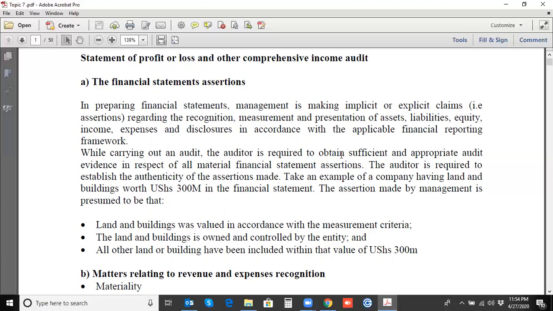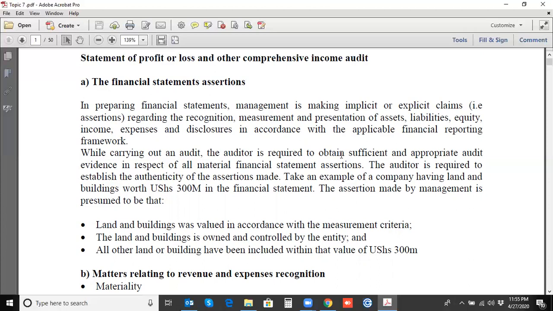Maybe just a recap of the assertions. When we talk about the income statement or the statement of profit or loss and other comprehensive income, we are talking about completeness, basically meaning that all the revenues and expenses recorded in these financial statements are complete, or we have included all the revenue that we have earned in this period. Then we talk about cutoff, where you are trying to validate that the transactions have been recorded in the right accounting period. We are not recording transactions for 2018 in 2019, and we are not recording transactions for 2019 in 2020. Every transaction has been recorded in the period to which it relates.